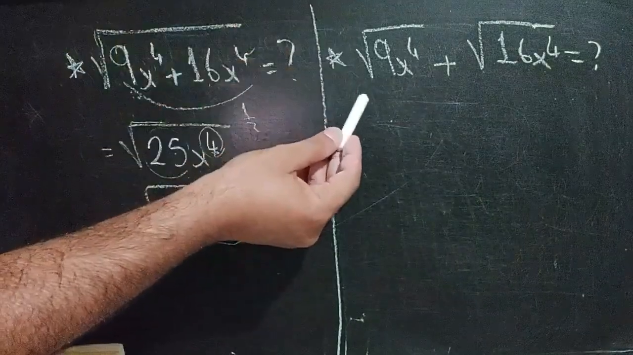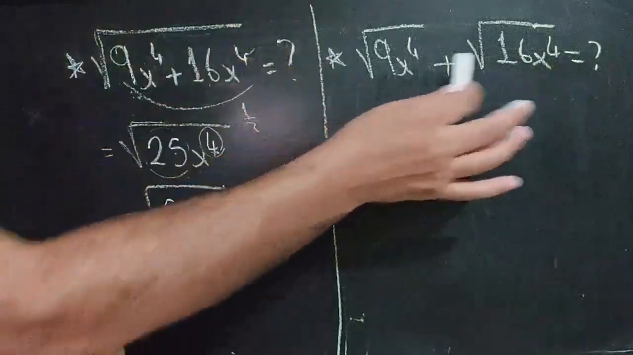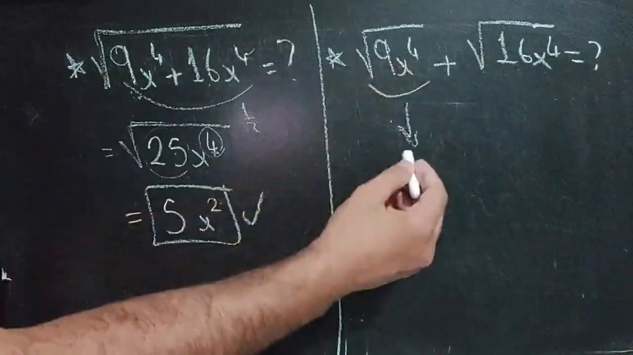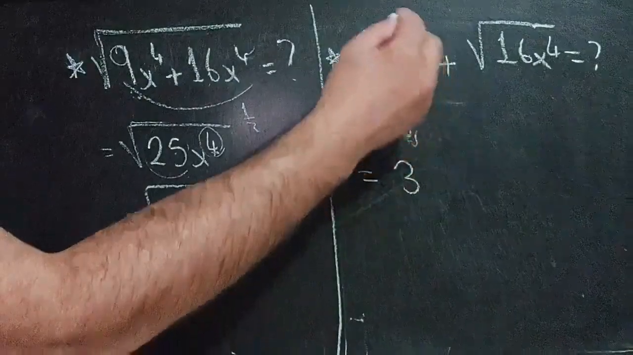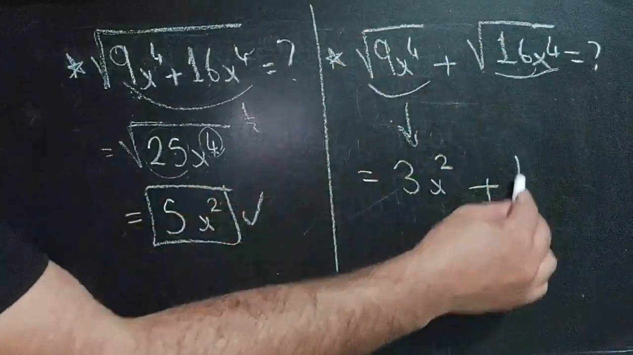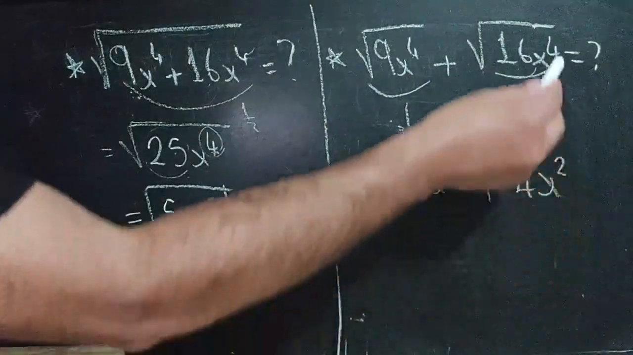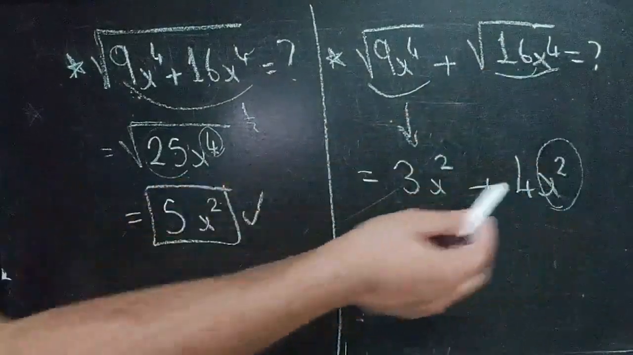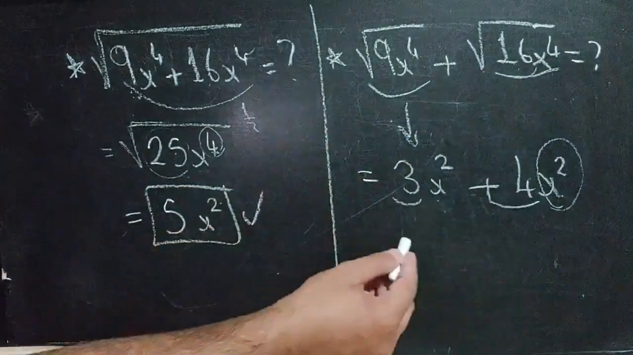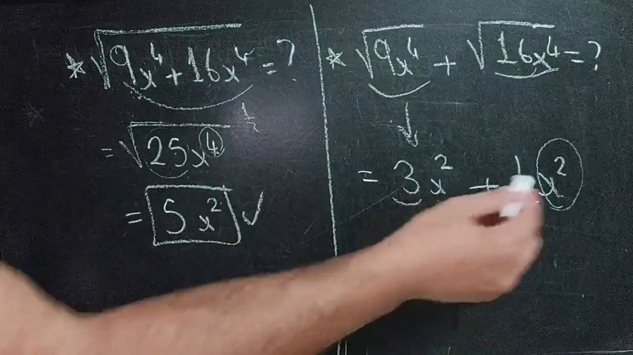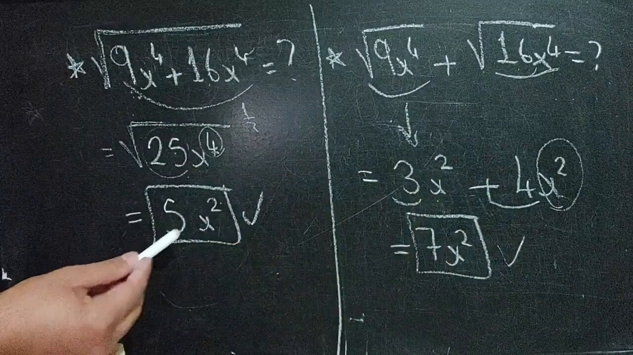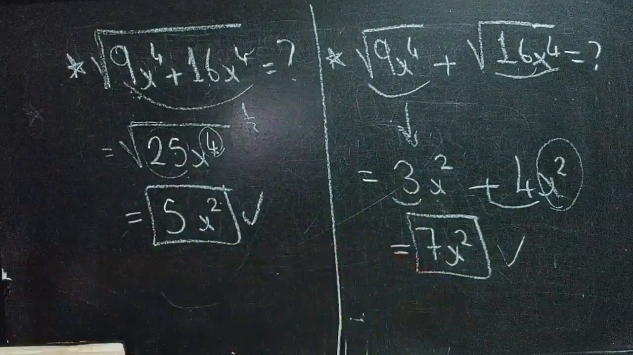But for that one, please don't confuse. You won't add them up then take out. You are going to take them out separately first, which is going to be 3x square plus 4x square. This x power 4 will come out as x square, okay. And then if they are the same, you will add coefficients to each other, which is going to be 7, and this will stay the same, x square. See, I got different answers, 5x square, 7x square.